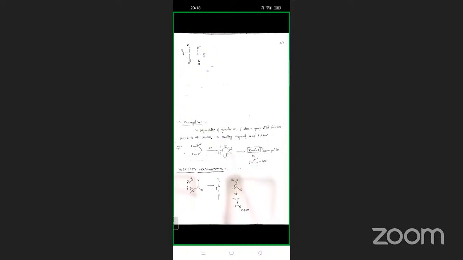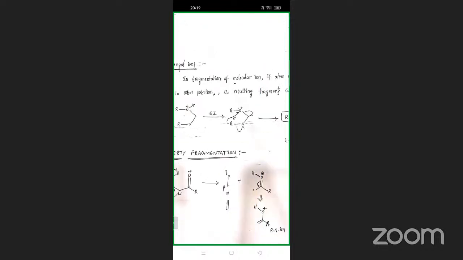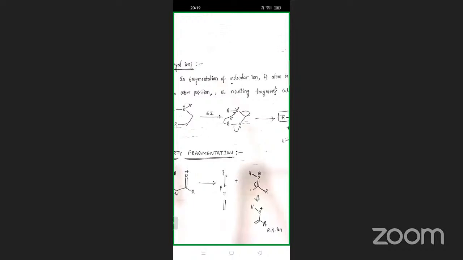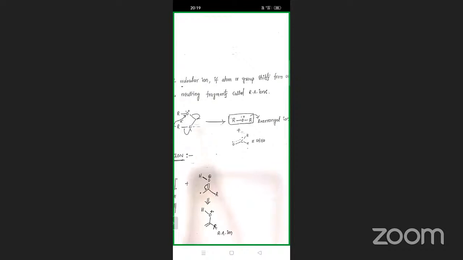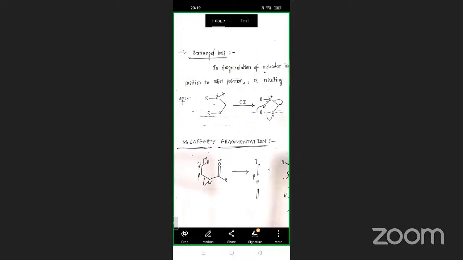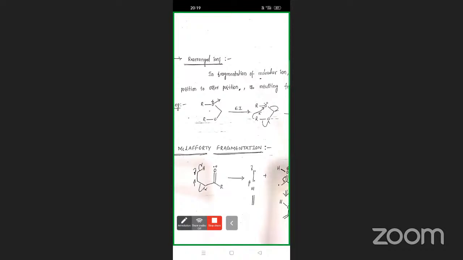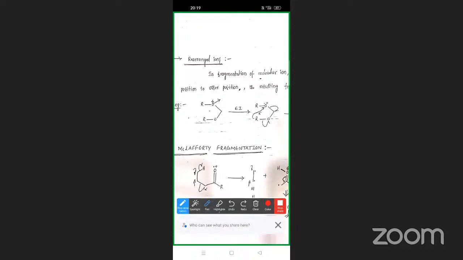Generally, when the compound is carrying a gamma hydrogen, it undergoes the McLafferty rearrangement or McLafferty fragmentation. So here you see this particular compound, this ketone. With respect to this ketone, this is alpha, this is beta, this is gamma. So the requirement for this McLafferty rearrangement is a gamma hydrogen. If there is no gamma hydrogen, there is no McLafferty fragmentation.